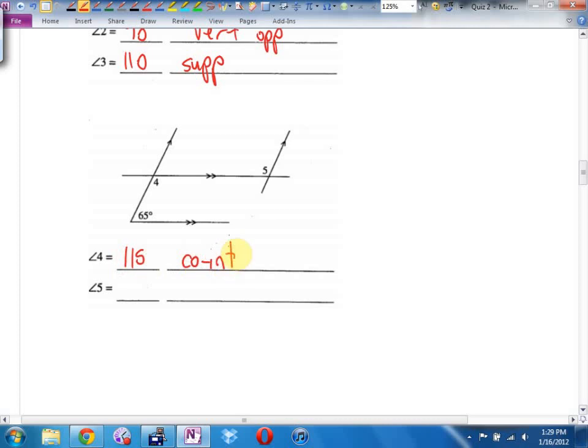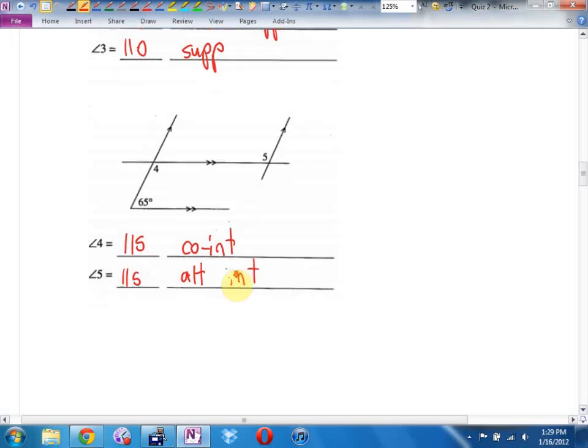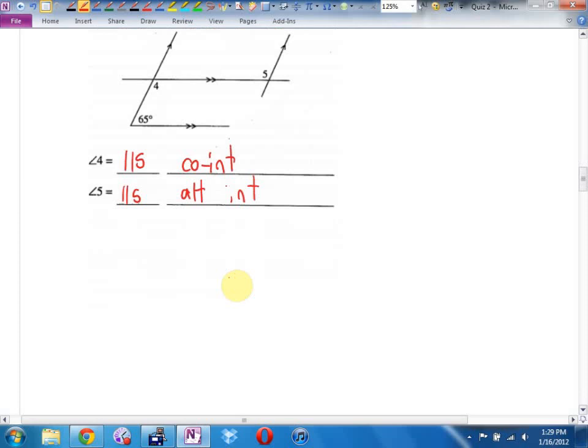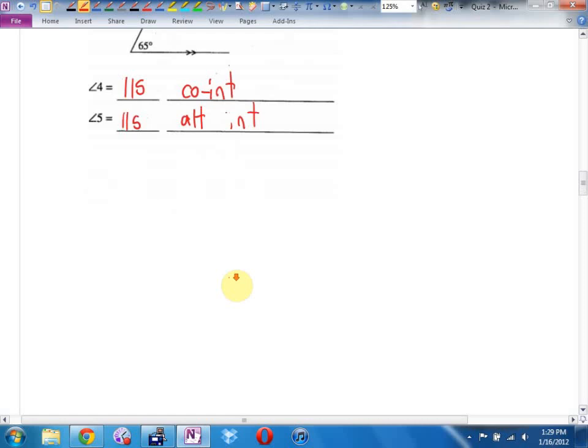Angle five, ooh, I see a Z, 115. Alt, int. No, because I gave you the yellow sheet so you could actually write down the rule and find it on there. If I was making you memorize the rule, I'd take some slang terms, but because I gave you the reference sheet, I'm going to say use the actual terms. Half mark, half mark.